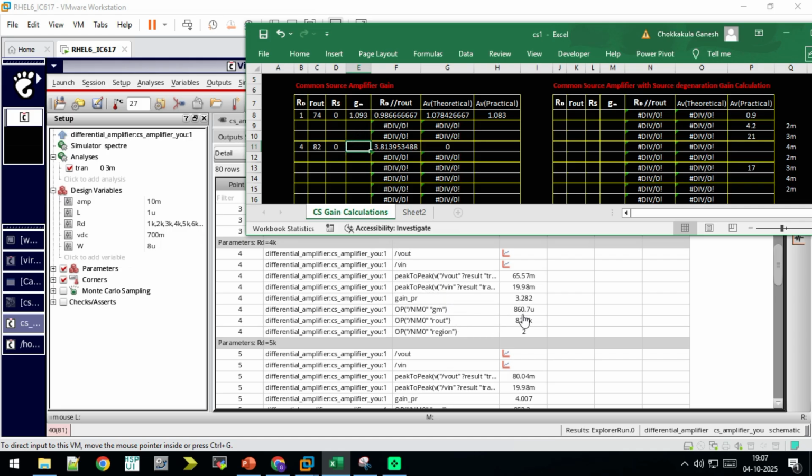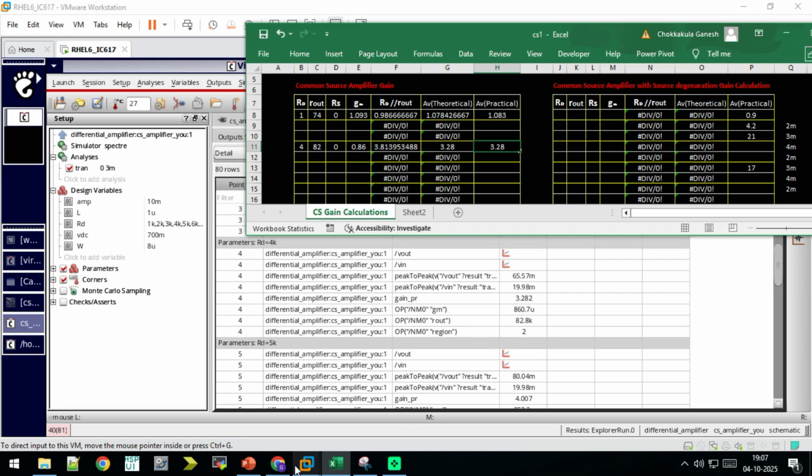And the GM what we got is 860 micro, so 0.860. So you will be getting the theoretical value of the gain around 3.28. So practically we are getting 3.28. So practically and theoretically we are getting the same gain. So whatever the formula we have derived and the simulation results, both are almost the same.